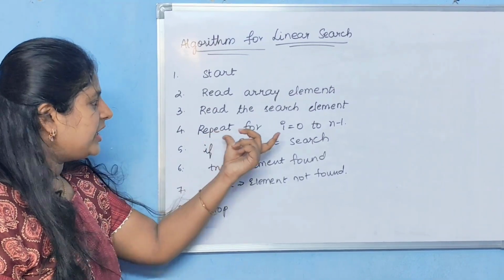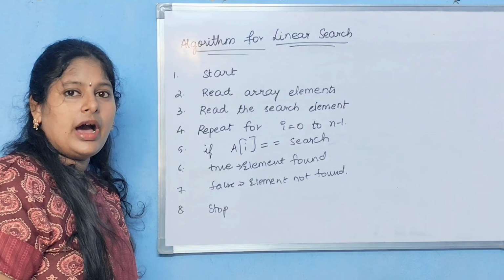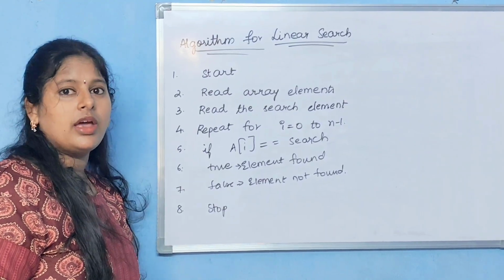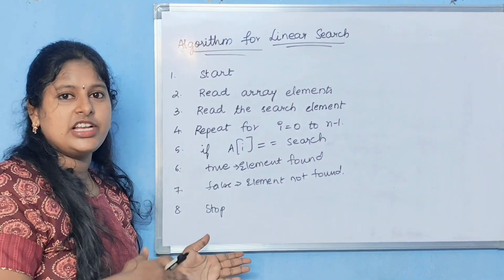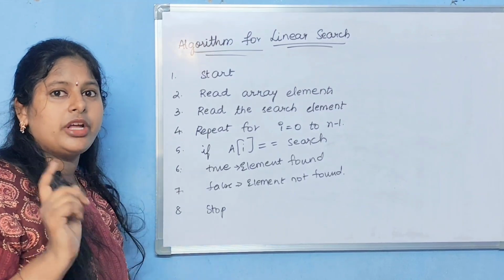After that, repeat for i equals 0 to n minus 1. So each time what will I do? I keep comparing my search element with the array elements. From where will I start? A of 0 to n minus 1.